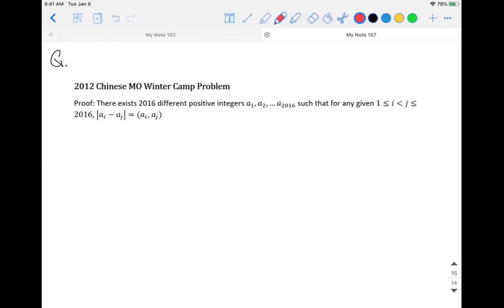Prove: there exist 2016 different positive integers, a1 all the way to a2016, such that for any given i less than j less than or equal to 2016, you can make sure the absolute value of the difference ai minus aj is the same as the greatest common divisor of ai and aj.